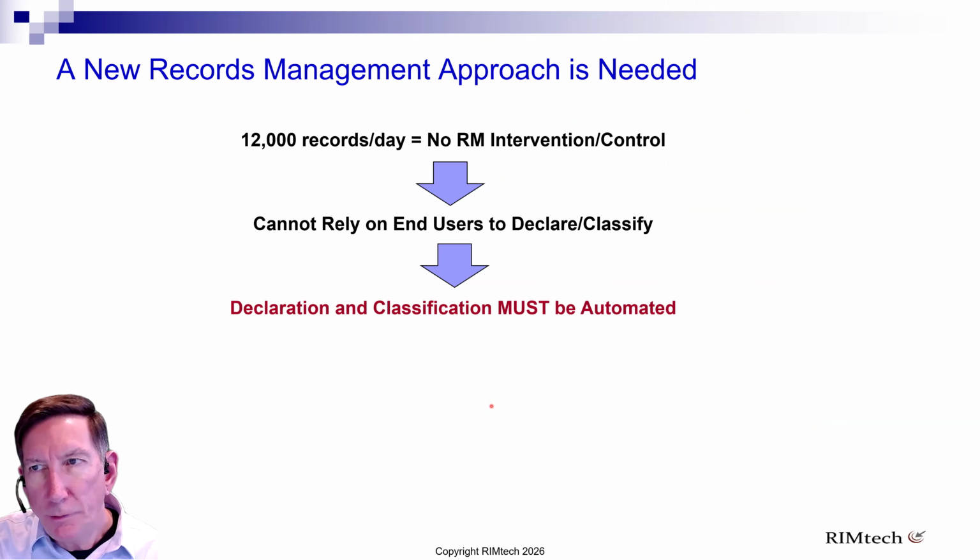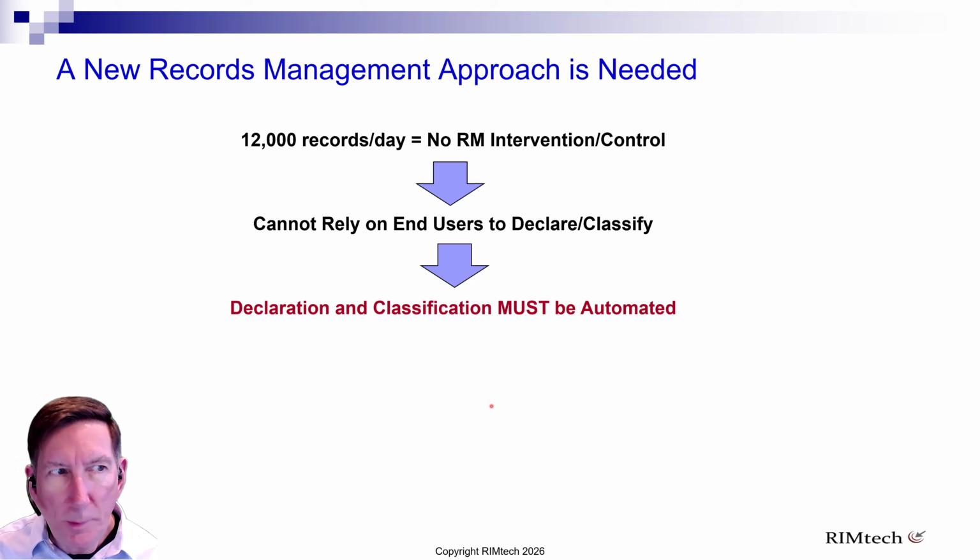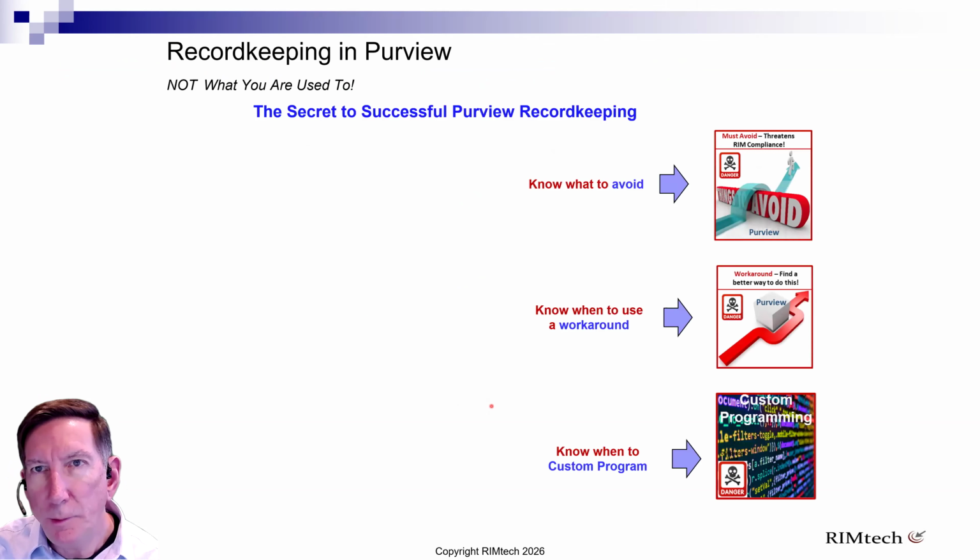So at 12,000 records a day, that means the records manager can't intervene in any way. Out of the question. And at the same time, we can't rely on end users to do this for us. So where do we end up? What we end up with is a conclusion that both making documents records, otherwise known as declaration, and classification against the retention schedule has to be automated. Users aren't going to do it. Records managers cannot do it. That only leaves one option, which is automation. And that's what this session is about.